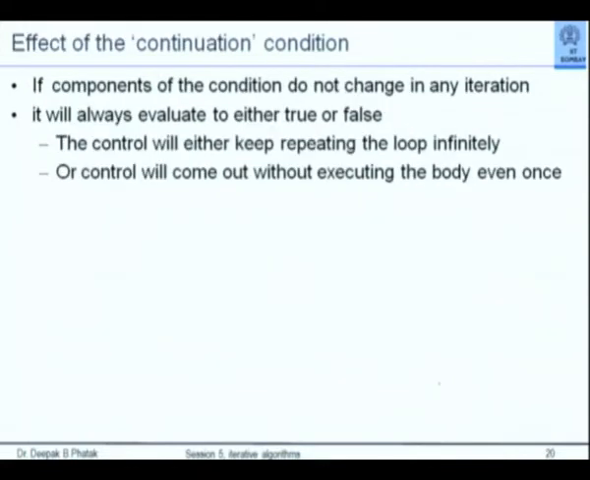This is stated here in words. If components of the condition do not change in any iteration, it will always evaluate to either true or false. If it evaluates to true, the control will keep repeating the loop infinitely. But if it evaluates to false, it will jump out without executing the branch even once. Okay. Is this clear? This is both the power and the care that you have to take.